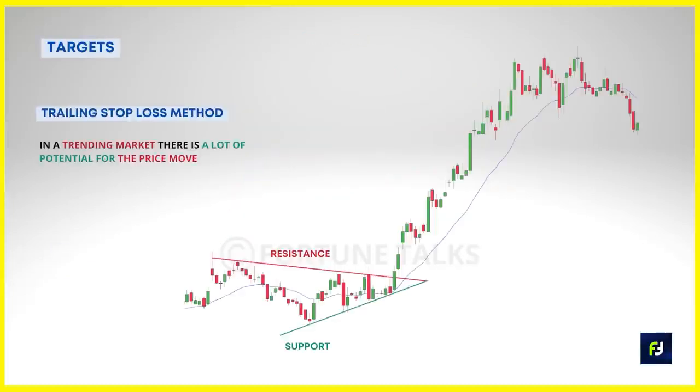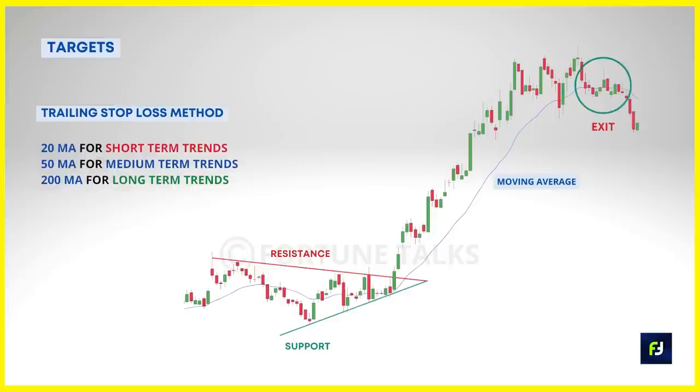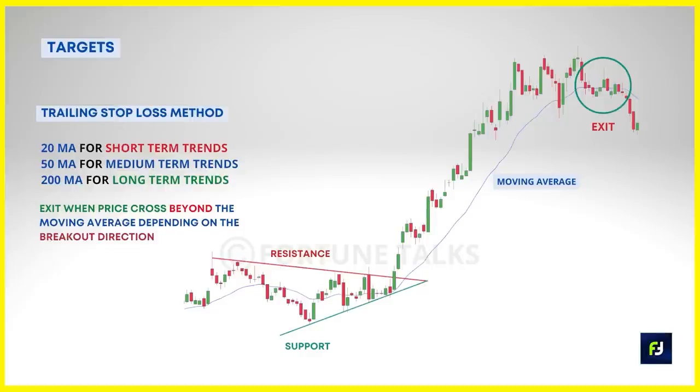Now, the concept of trailing stop loss is that we have no idea how long the trend will last. So we will trail our stop loss to ride the trend as far as possible, to lock in gains as the market moves in our favor. So how do you actually trail your stop loss? Well, you can use an indicator like a moving average. For example, you can trail your stop loss using a 20 period, 50 period or even 200 period moving average, depending upon whether you are considering a short term, medium term or long term position in the market. This means you will hold your position until the market breaks and closes above or below the moving average, depending on the direction of the breakout.